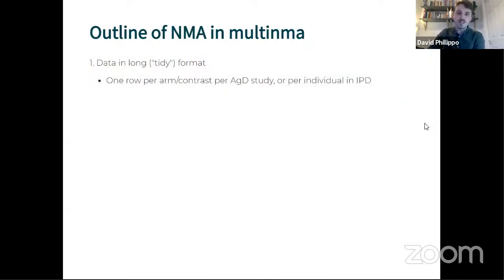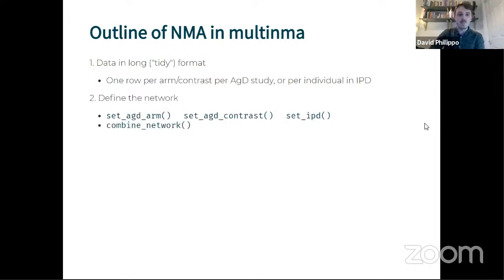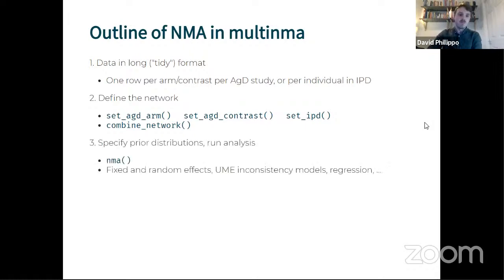So what does an NMA look like in this new package, multinma? Well, first of all, we start off with data in a long or tidy format. So one row per arm or contrast per aggregate study, or per individual in the IPD. We then define the network. So we use these set functions to set each different data type, arm or contrast data, for example, or IPD. And then if we have more than one data type, we can combine these together using the combine function. We then specify prior distributions and run the analysis using the nma function.